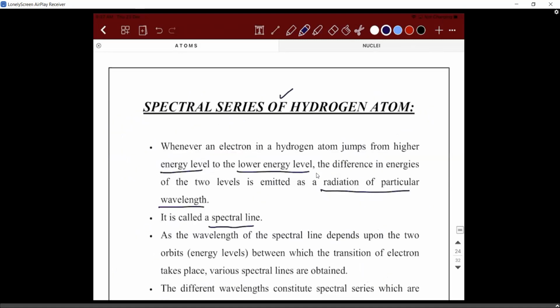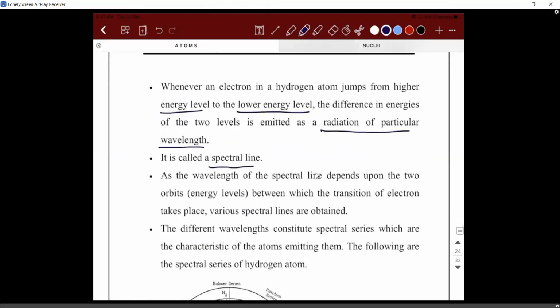So now let's read out the points. As the wavelength of the spectral line depends upon the two orbits, now you are able to understand between which orbits the transition of the electron takes place, based on which various spectral lines are obtained. Are you able to understand this point?